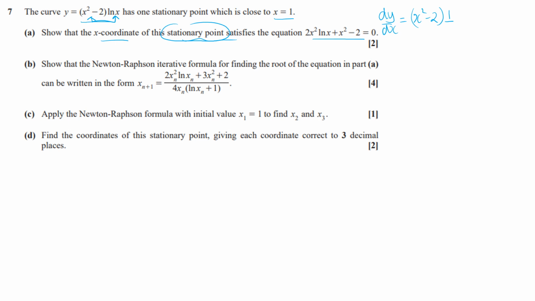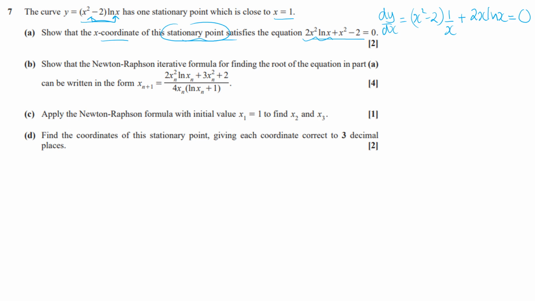Ln of x differentiates to 1 over x, plus the second ln of x, differential of the first, which is 2x. Just going to put that in front so it doesn't get mixed up with that x there. And if we're looking for stationary points, then all that equals 0.